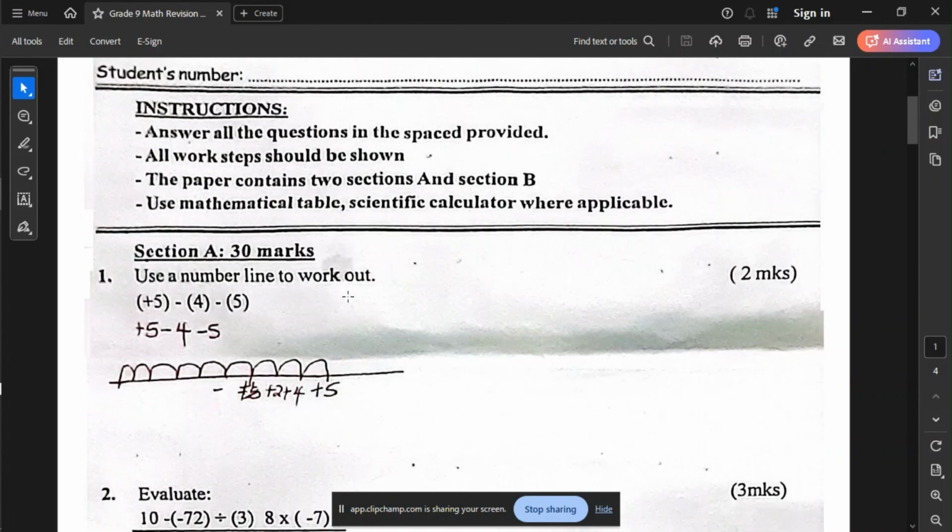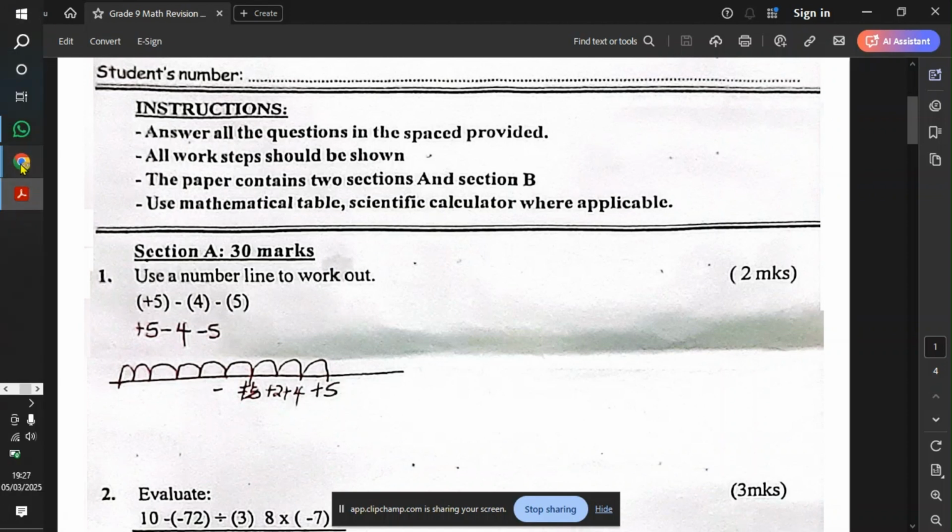So we have section 1. We have the first part, and the question here is: use a number line to work out the following. We use a number line to work out what we have here. The number line is here.